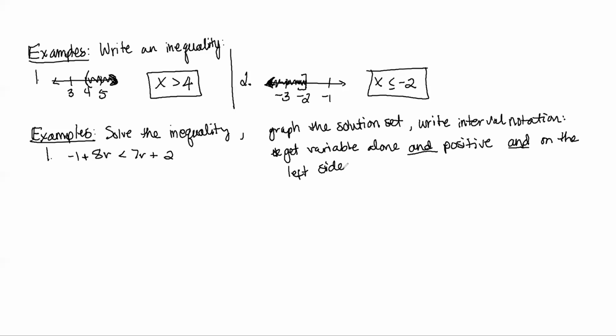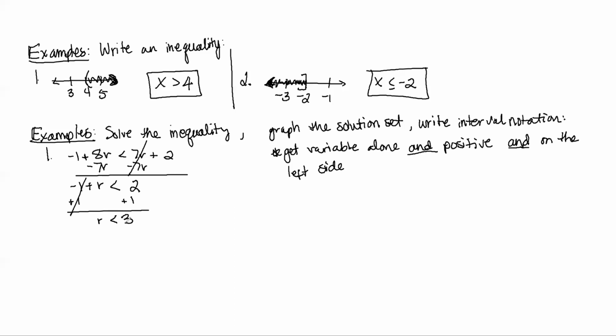So I'll subtract 7r. So we have -1. 8 minus 7 is 1, so plus r is less than, that's all staying the same, 2. And then I'll go ahead and add this 1 over to the right. So we get r is less than 3.